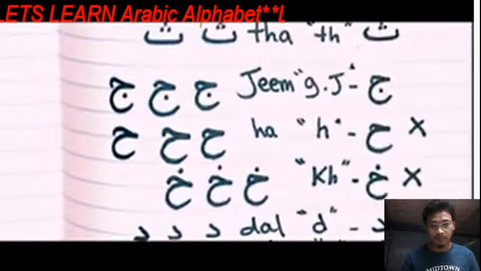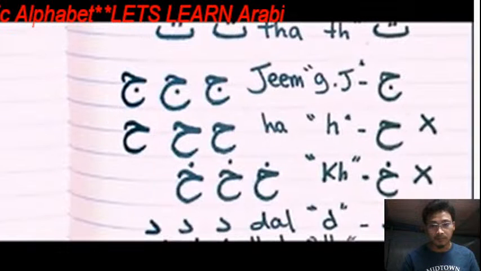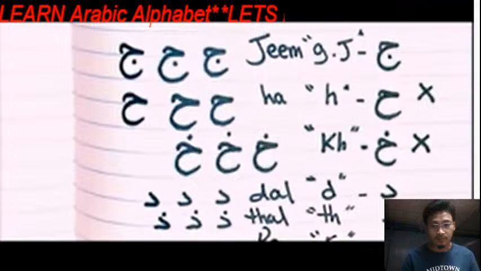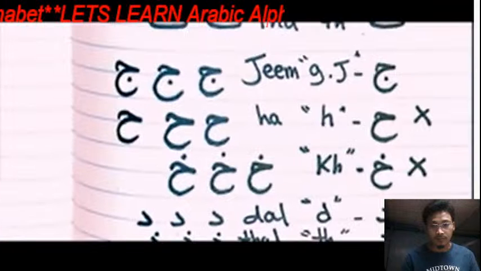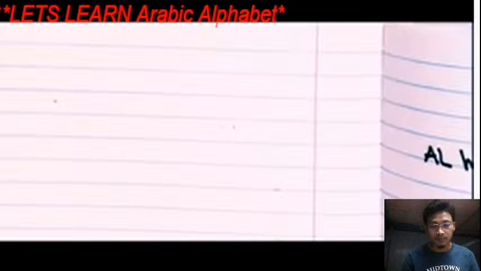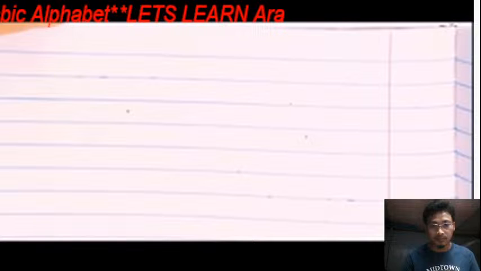These are only the first half of the alphabet. So we're just going to see the shapes of each one of them. Then we're going to move to part 2 of the alphabet. So we're going to do Alif. I'm going to write it big this time. Watch how I'm doing it.